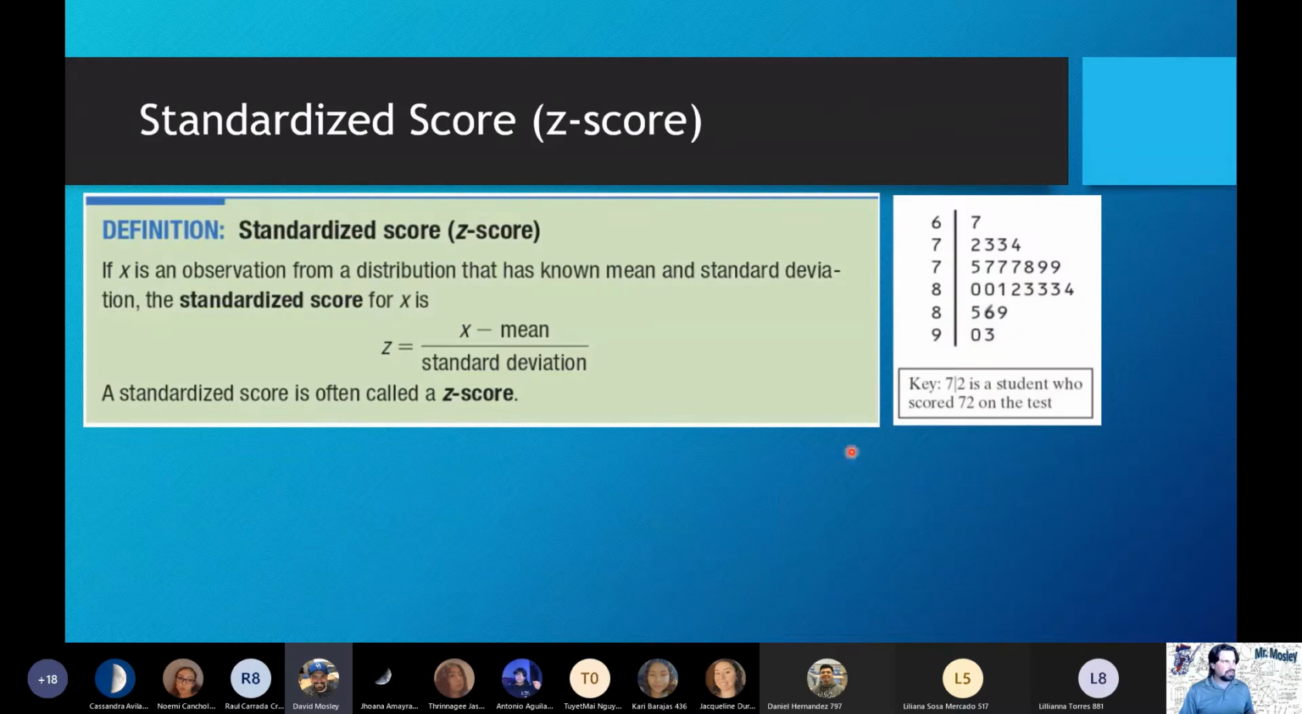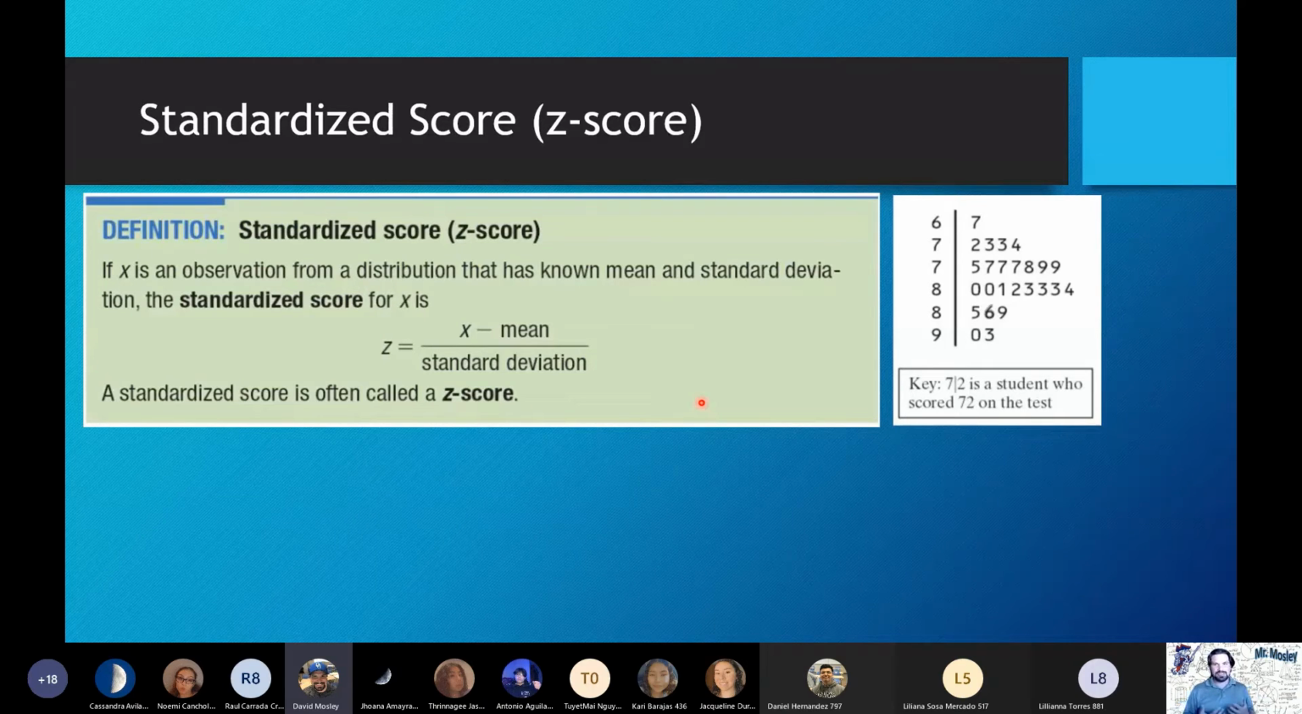Next and last slide in this part. We have our standardized score, or z-score. Right. And this is defined with the following. If x is an observation from a distribution that has a known mean and standard deviation, the standardized score for x is the following. Z equals x minus the mean divided by the standard deviation. The standardized score is often called a z-score.